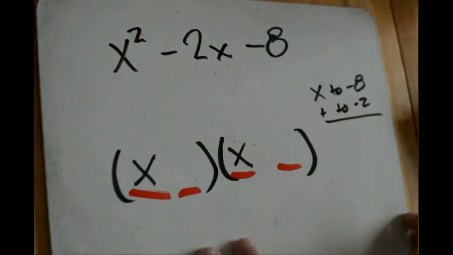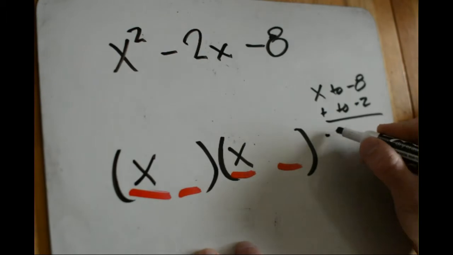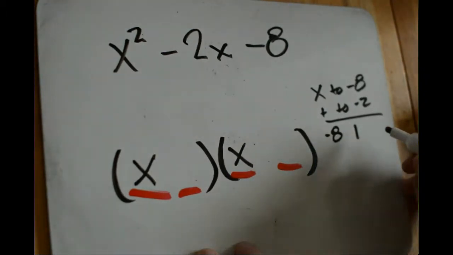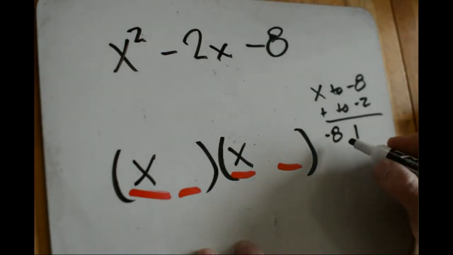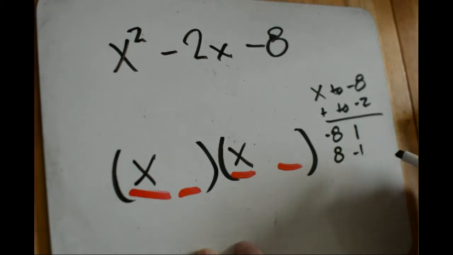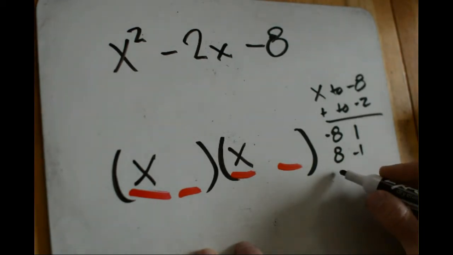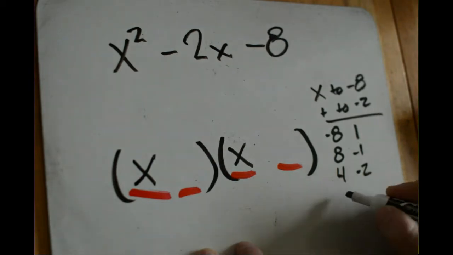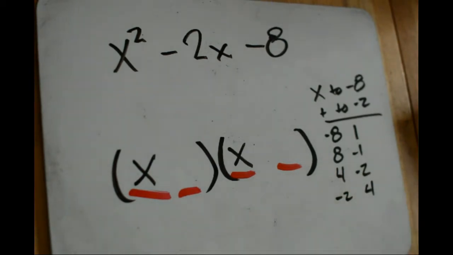So let's think about all the ways you can multiply to get -8. Well, if I had -8 and +1, that has a product of -8, and so does +8 and -1. Well, also we have 4 and -2 and -2 and 4, and that should just about do it for all of the factors of -8.